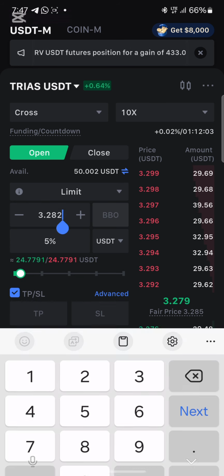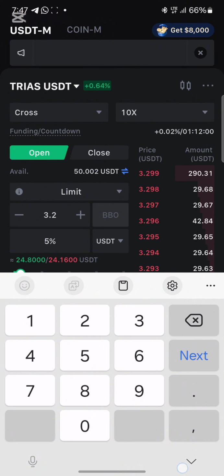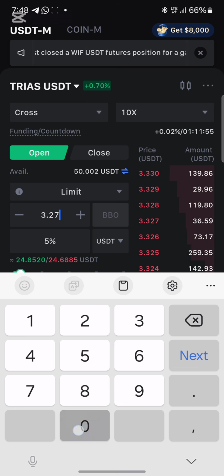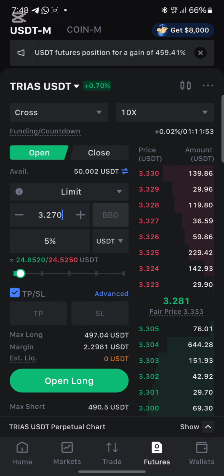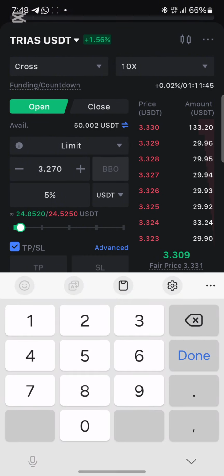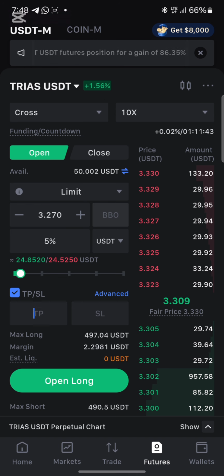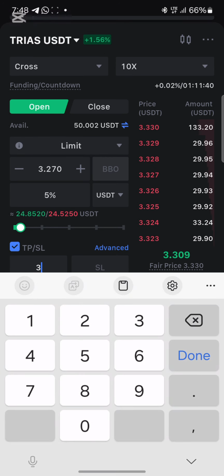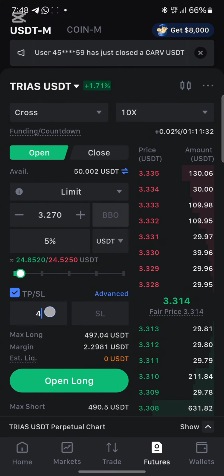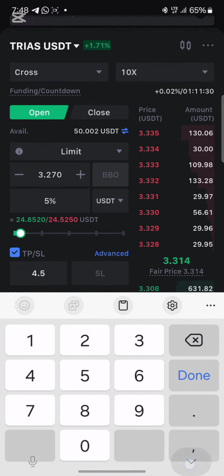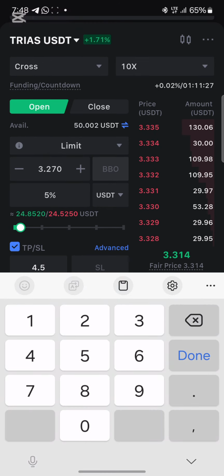Then let me enter at the price of 3.270. Now this is where you take your stop loss. This is TP, meaning take profit. For instance, I might decide to take profit at $4, or let me make it $4.5.